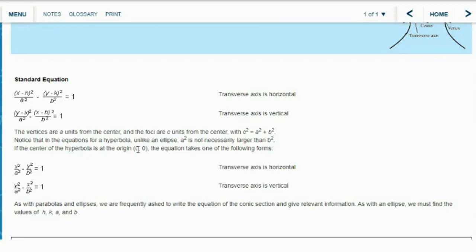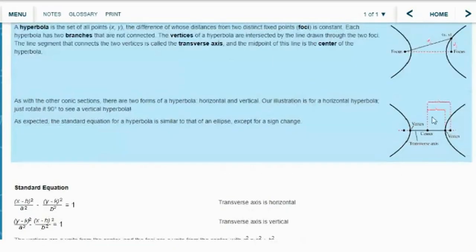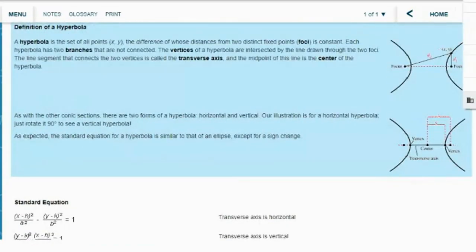And again, if the center is at the origin, at 0, 0, that simplifies our equation because h and k are 0. So it's just x squared over a squared minus y squared over b squared equals 1. Or swap the numerators, make it y squared over a squared instead. As with parabolas and ellipses, we are frequently asked to write the equation of a conic section and give relevant information. So, as with an ellipse, we must find the h, k, a, and b. So let's look at this. Let's look at the illustration a little closer here. Let me blow this up as much as it lets me here.